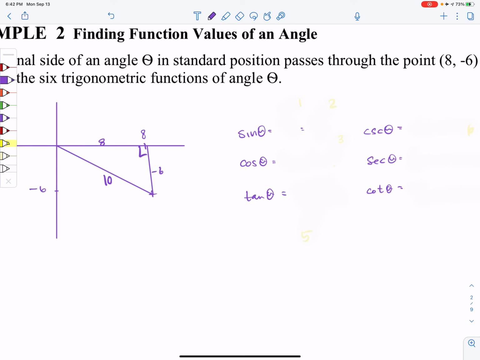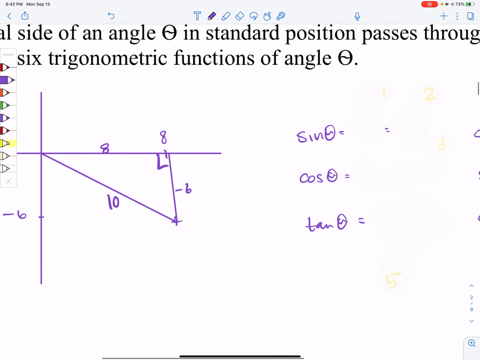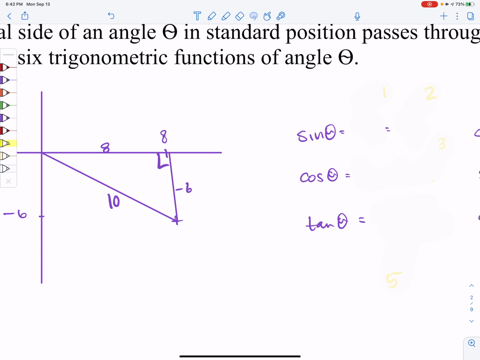All right. So then let's go ahead and find the 3 foundational trig functions. So once again, SOHCAHTOA. Sine is going to be opposite over hypotenuse. So that's going to be -6 over 10. But you and I both know that we're never going to leave fractions unreduced. So it'll be -3/5. And our cosine is going to be adjacent over hypotenuse. So that'll be 8 over 10, which will reduce to 4/5. And then tangent will be opposite over adjacent. So -6 over 8, which will reduce to -3/4.